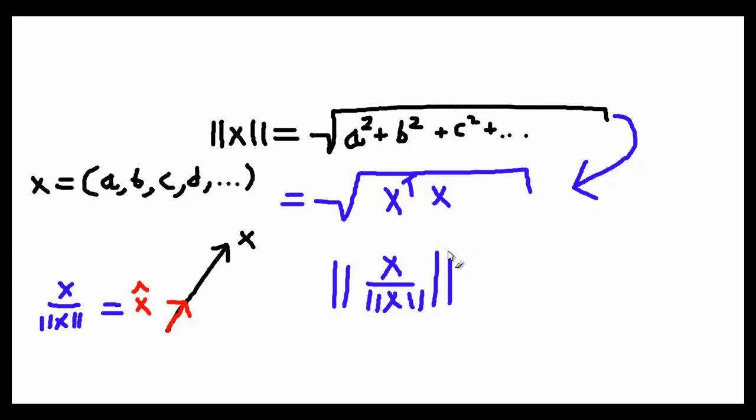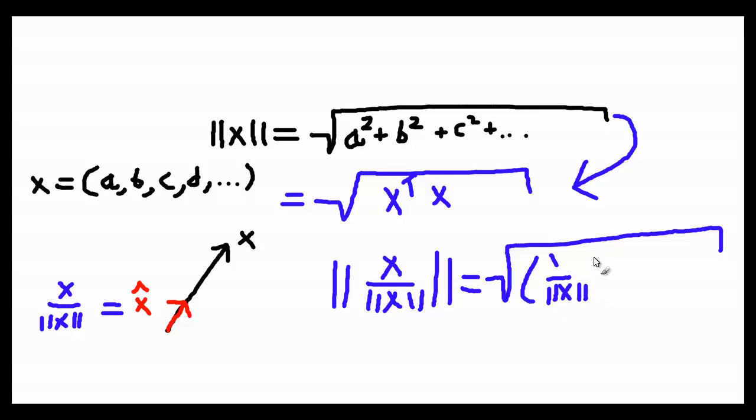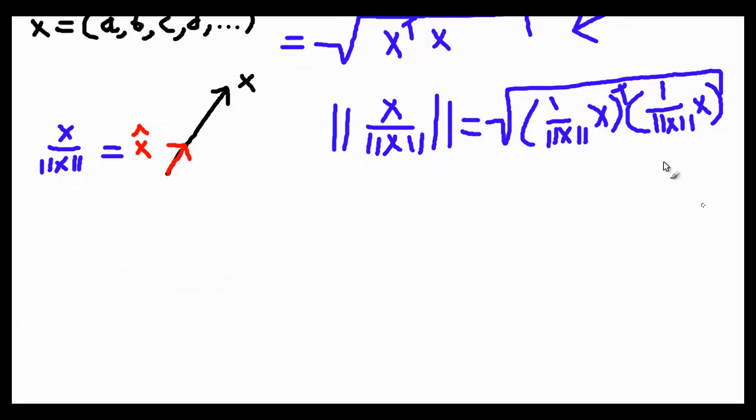So with this definition, we can rewrite what's in here as the square root of 1 over the norm of x times x transpose times 1 over the norm of x times x. So let's rewrite this using a little bit of algebra.